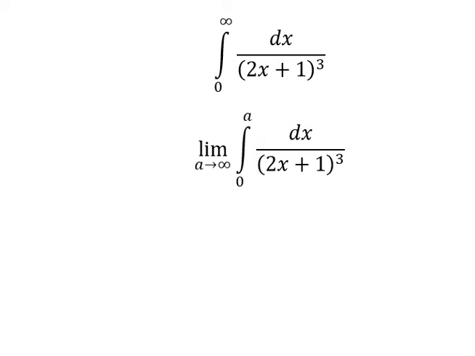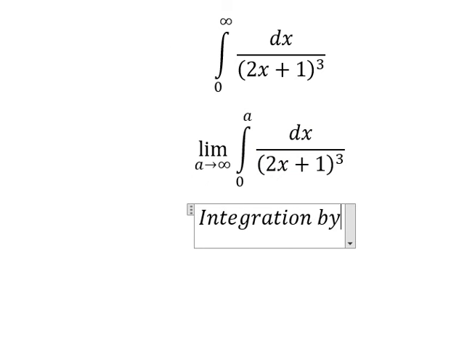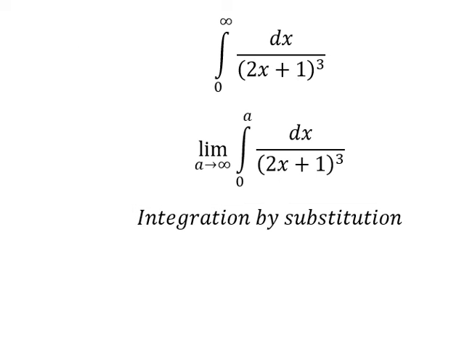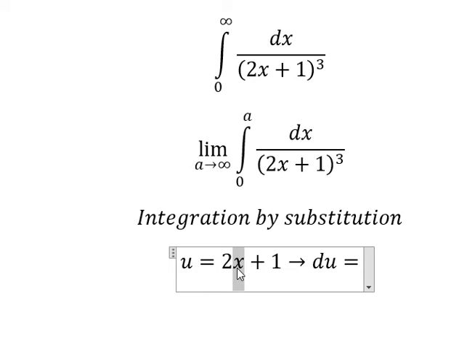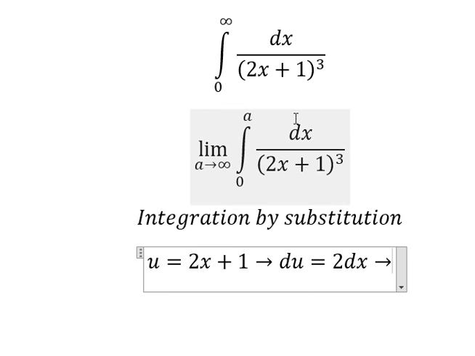Next, we need to use integration by substitution. So I will put u equal to 2x plus 1. After that, we take the first derivative of both sides. The first derivative of x, you get 1. The first derivative of 1, this is a constant, so you get 0. Because we don't have the number 2, we need to divide both sides by 2.